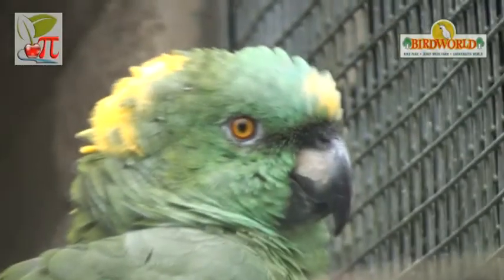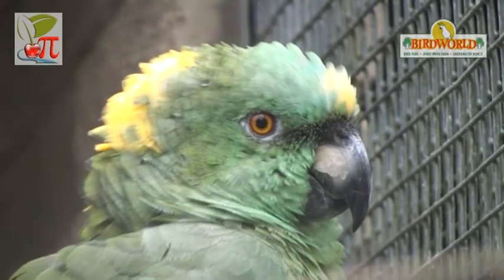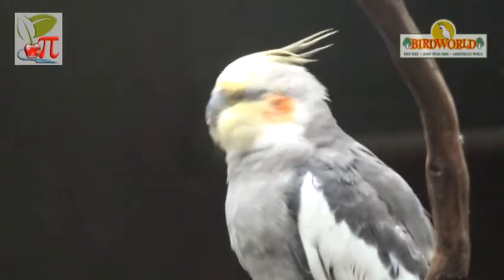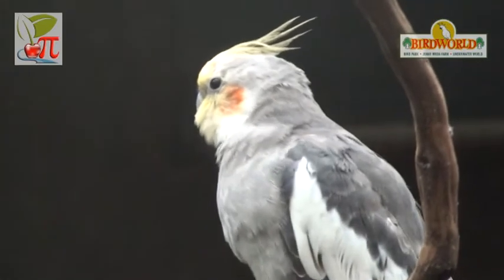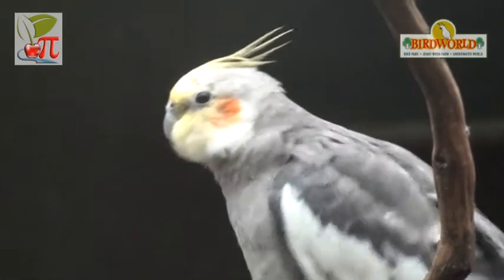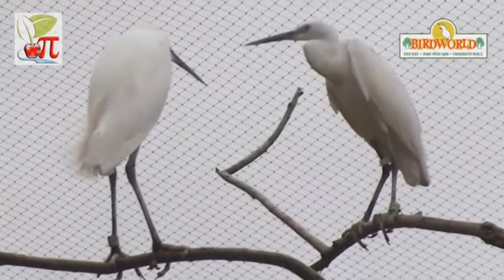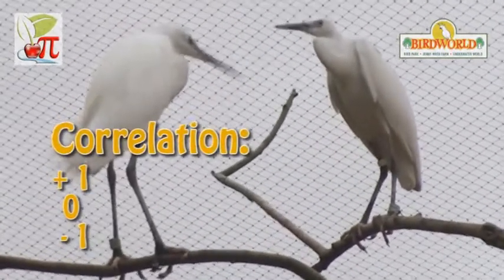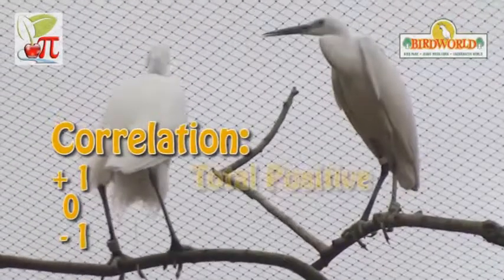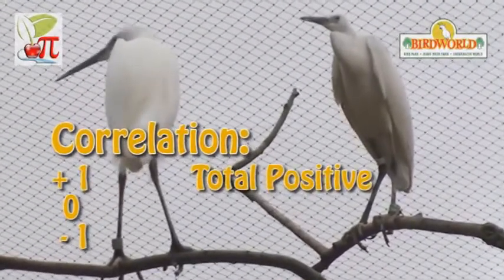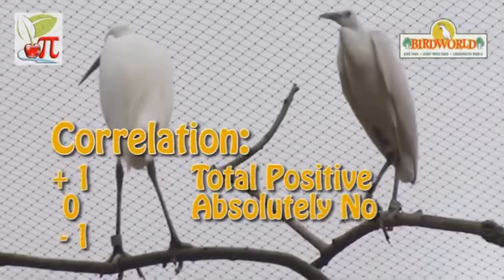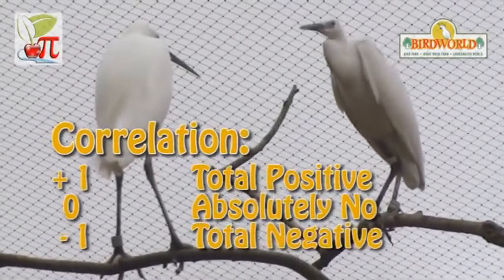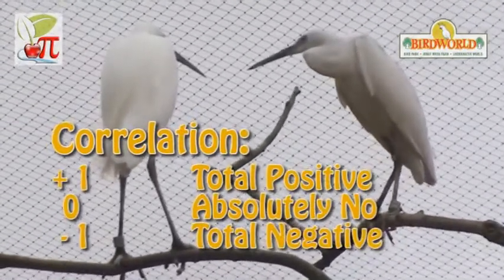The heavier birds have a longer wingspan hypothesis gives a value of 0.98. And the heavier birds fly faster hypothesis gives a value of 0.29. But what do these values mean? This numerical value, the correlation coefficient, will be between +1 and -1, where +1 is totally positive correlation, 0 is absolutely no correlation, and -1 indicates total negative correlation.